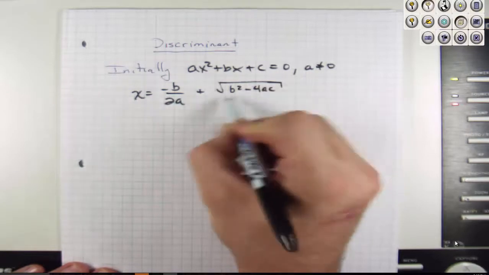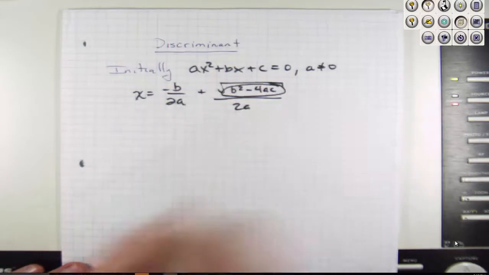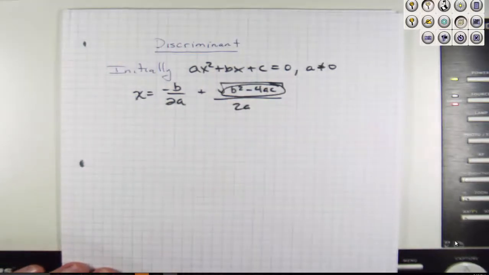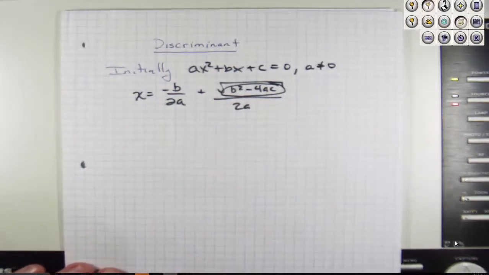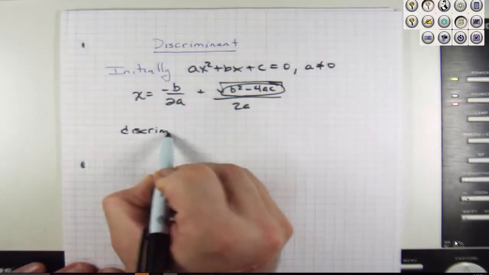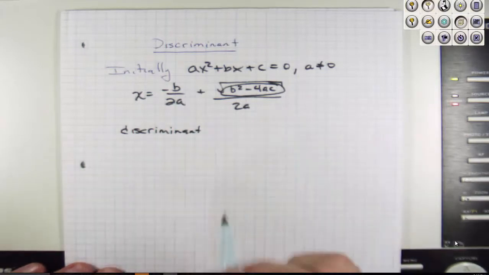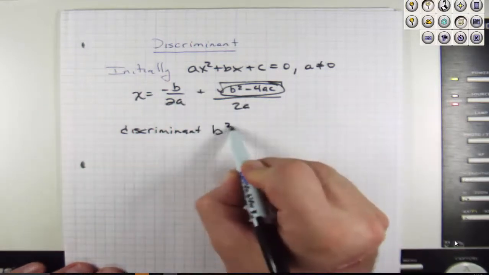Now, I want to talk about this radicand. Remember, the radicand is the argument of a radical. That's called the discriminant. It's called the discriminant for a variety of reasons, but one is because it discriminates. It tells us the number of solutions that we have.